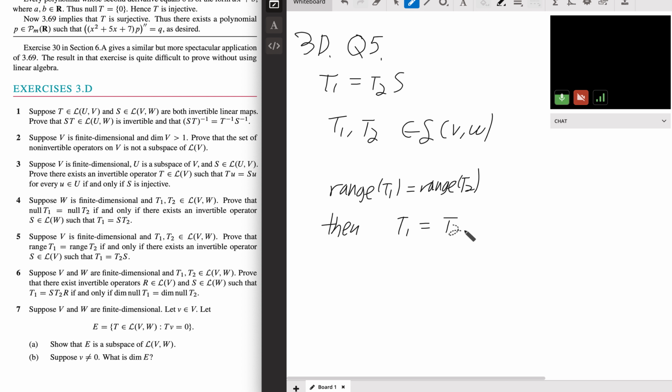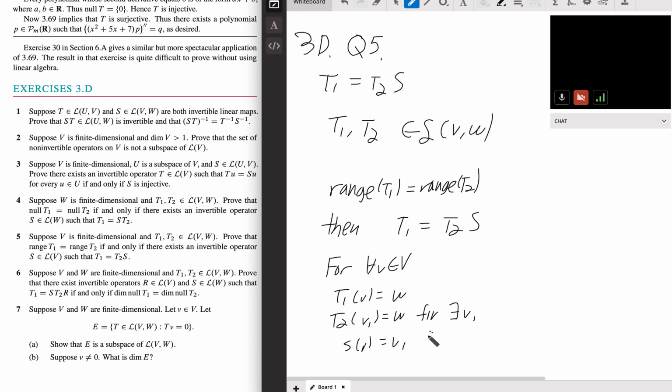That construction of S I already got down. So for arbitrary V, what you want to do is first you get TV is equal to W, and then you get T2 V1 is equal to W for some V1, and then also V is equal to S of V1 for some V1, right? This is what you want to do. But how do you show that S is actually invertible? The easiest way is to either show it's injective or surjective, because S is an operator, and that's good enough, right?